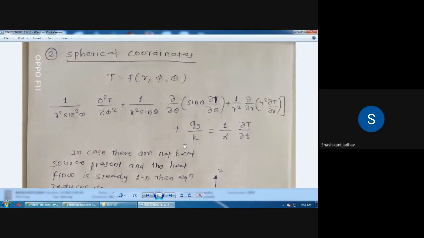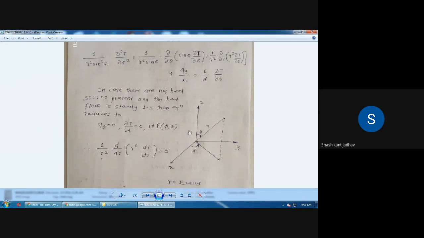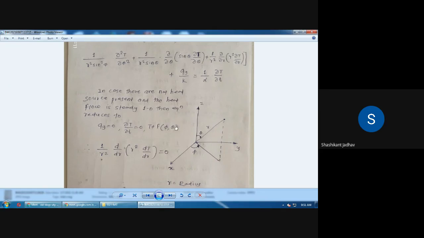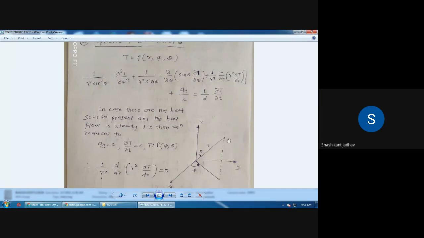Similarly, we have derived the equation for the spherical coordinate system. In the spherical coordinate system, temperature is a function of r, phi, and theta. r is the distance from the center to that particular point, phi is the same as the earlier condition, and theta is the angle that the line drawn from the center to that point makes with the z direction. Using this, we have written the equation. From the derivation we get the general heat conduction equation in the spherical coordinate system, and this is the final equation.